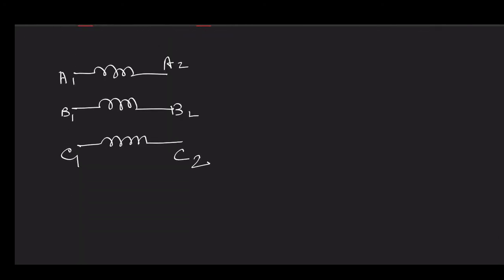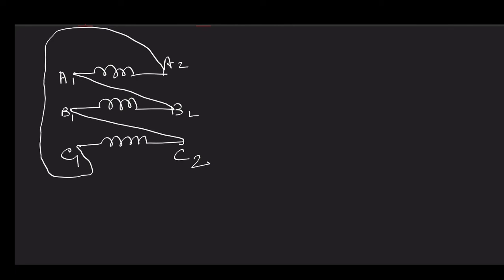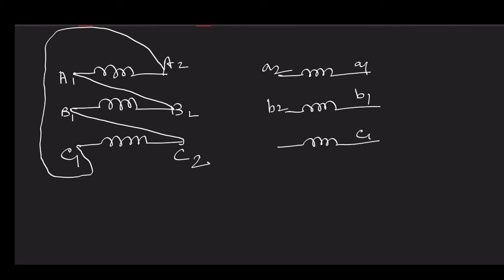So A1, B2, A2, C1, B1, C2. Now if you follow the same for your secondary, like A2, A1, B2, B1, C2, C1, and then start connecting them like this, then you will get dd0.